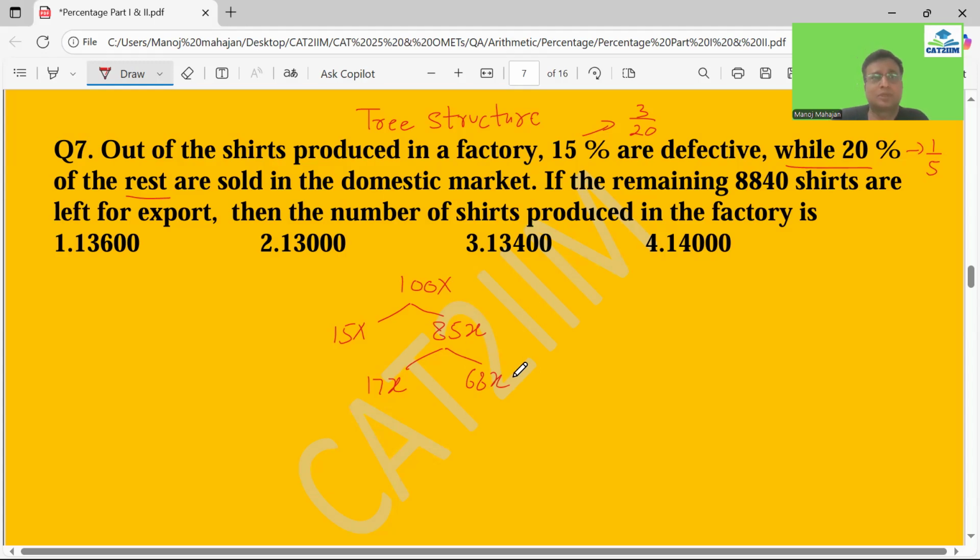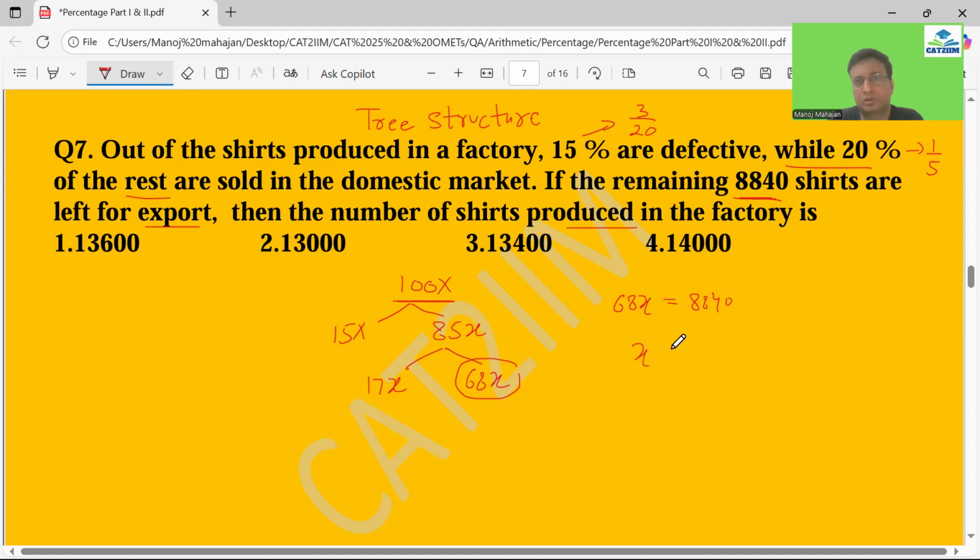So this number is actually given to us. 68x is 8840 shirts are left for export. So this is what we have to figure out, the value from here, the variable x. And ultimately, once we do that, we can actually look forward to get 100x. That's what the question talks about. Because 100x over here is the number of shirts produced in the factory, which we have assumed.